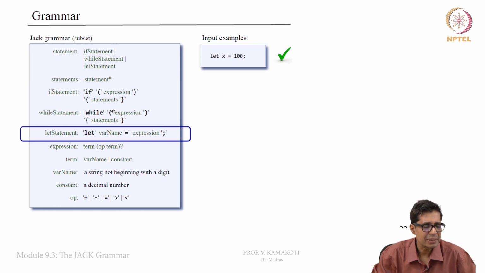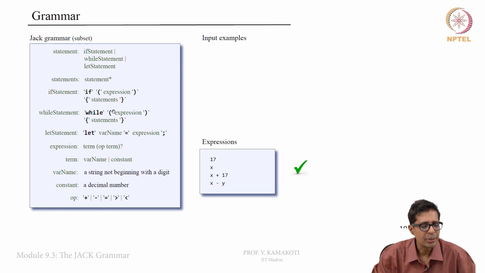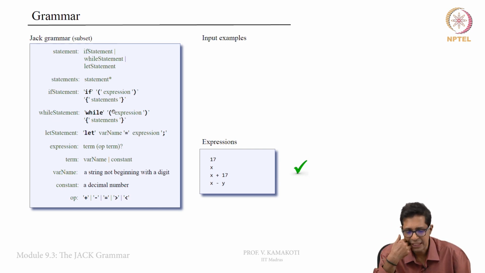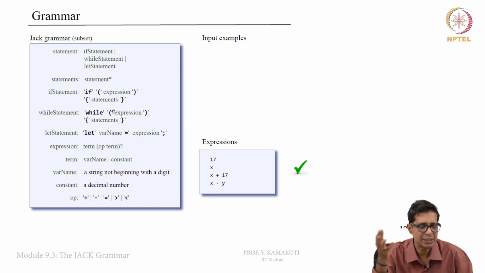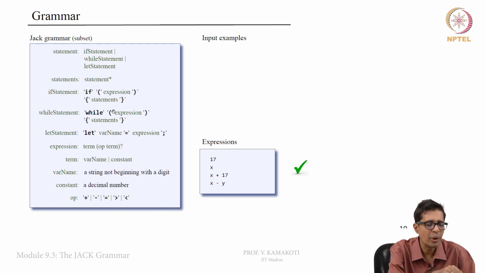Every statement, right? So let us start with simple things. I could have expressions. Your grammar can basically have expressions. For example, 17 is an expression. X is an expression. X plus 17 is an expression. X minus y is an expression, right? So now with this as a context, let us go and see.